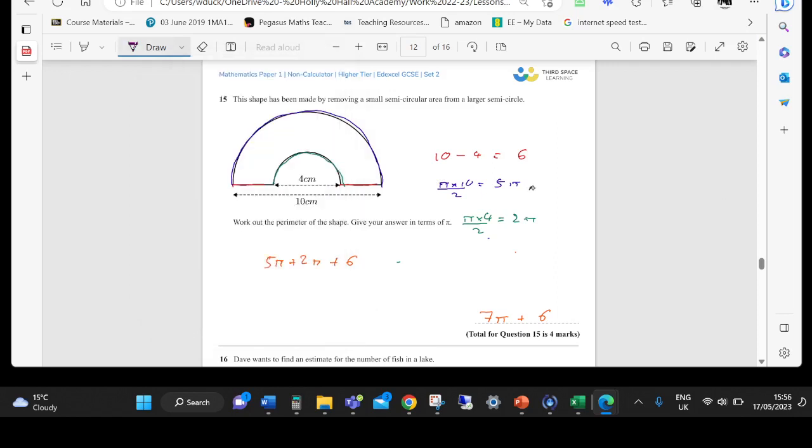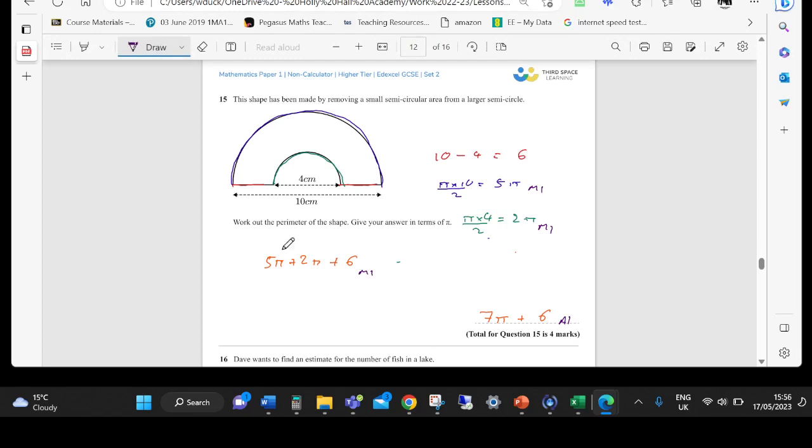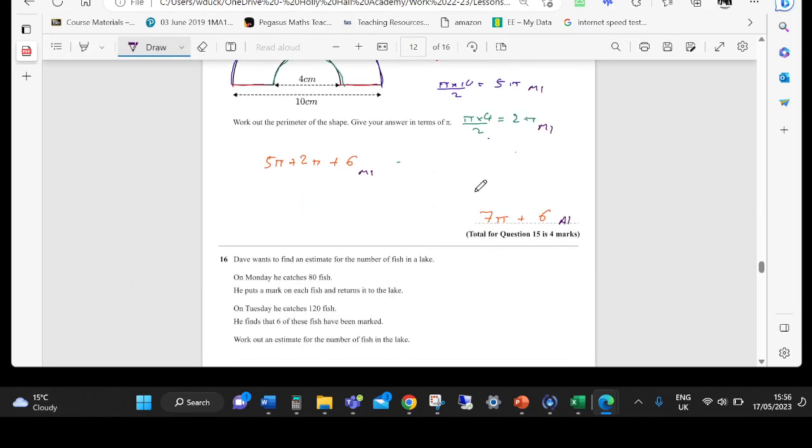Okay, so it's an M1 for working out the outer perimeter. So they're awarding M1 there. M1 for working out the inner perimeter, M1 there. And then M1 for adding the 3 together. And then an A1 for 7 pi plus 6. Okay, question 16 then.